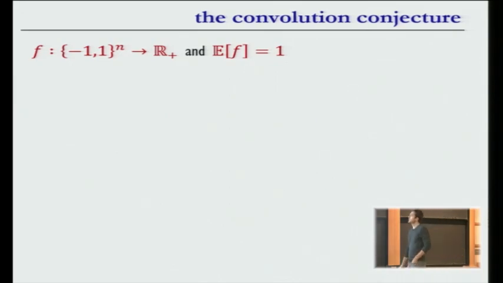So we have a function on the discrete cube. F is non-negative, and this is just normalization: let's say that the expectation of F is 1. The best case to think about throughout the talk, the most difficult case, is when F is the scaled indicator of a subset. You can think about F as basically uniform on some subset.